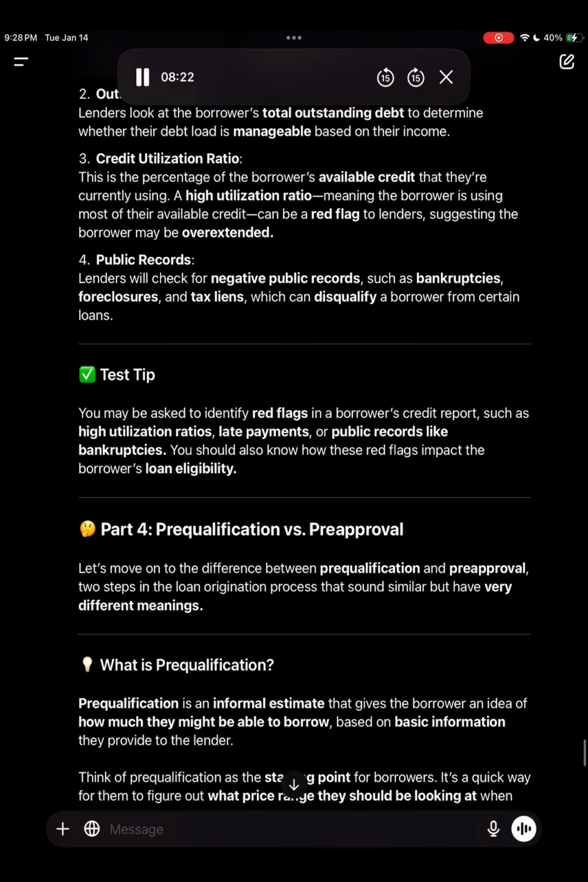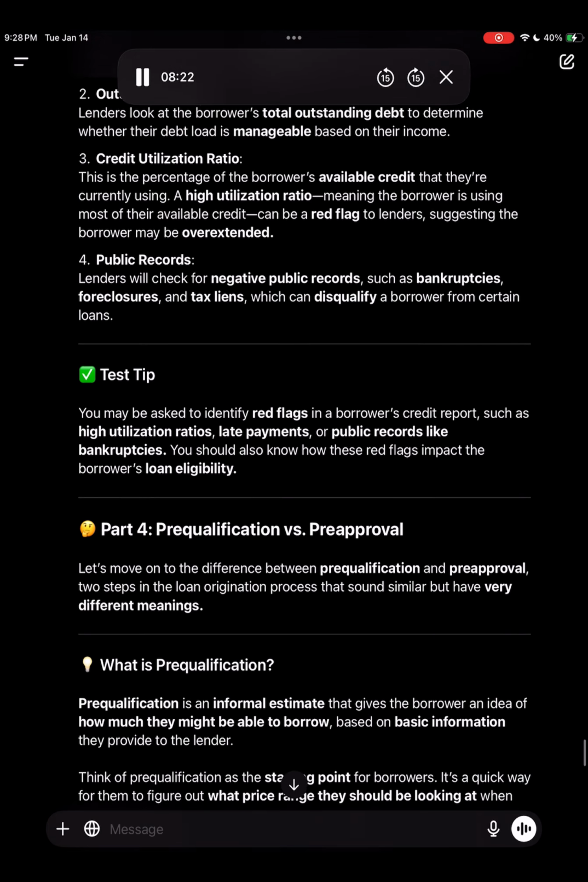What is pre-qualification? Pre-qualification is an informal estimate that gives the borrower an idea of how much they might be able to borrow based on basic information they provide to the lender. Think of pre-qualification as the starting point for borrowers. It's a quick way for them to figure out what price range they should be looking at when house hunting.